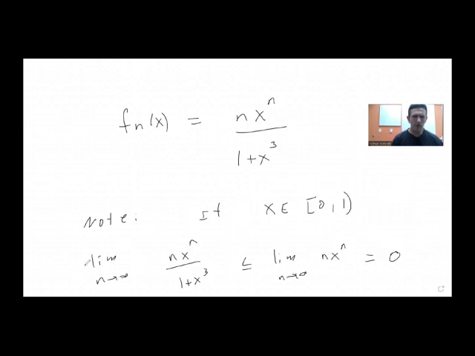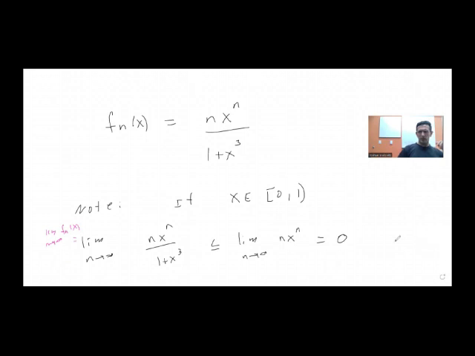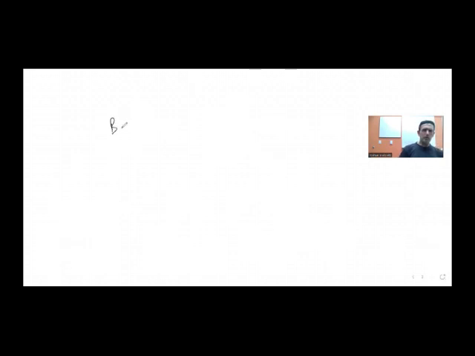So maybe I should pop this in here. Certainly this limit almost everywhere is 0, particularly 0 everywhere except 1. At 1, it's going to be n Fn of 1, which is clearly just n over 2. So as n goes to infinity, that goes to infinity.